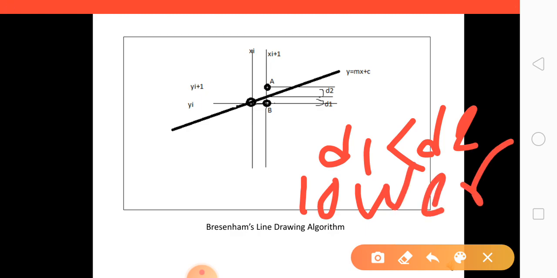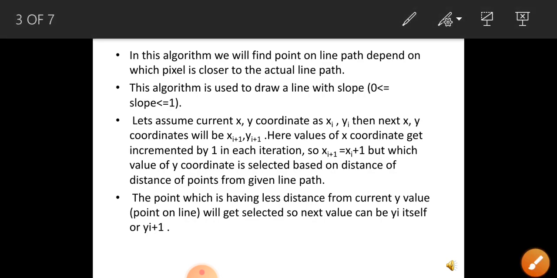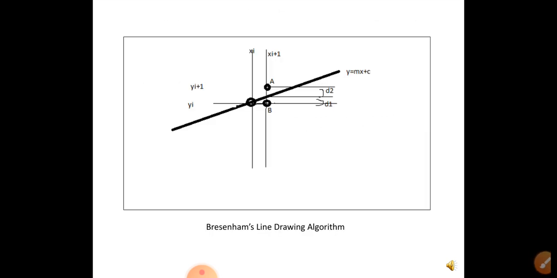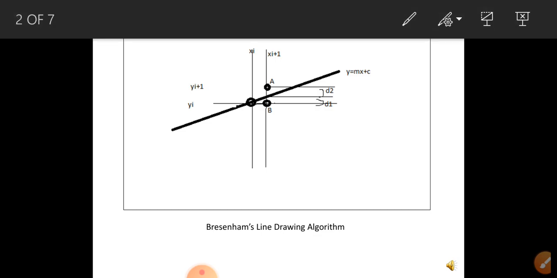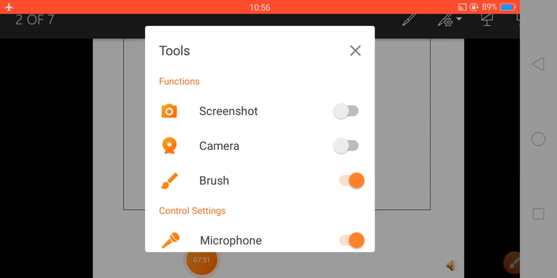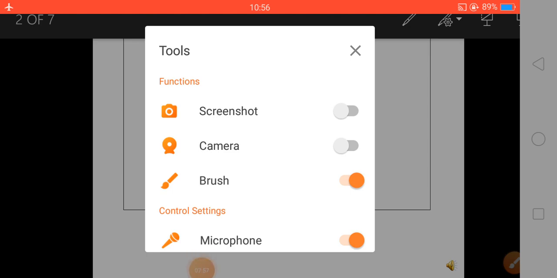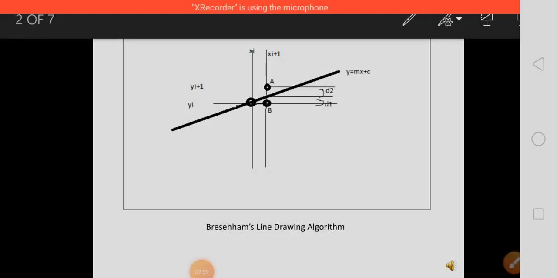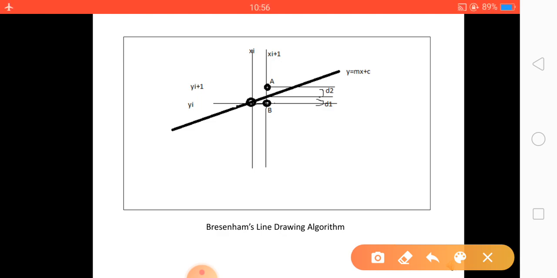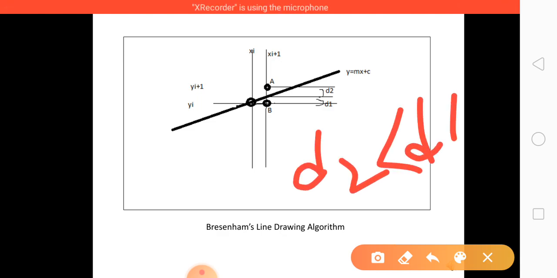Okay. And if d2 is less than d1, then what? Pixel b is to be selected. Which pixel to be selected? Pixel b. Whenever pixel b is selected, adjacent pixel is selected, no need to increment y value, because this is adjacent pixel.